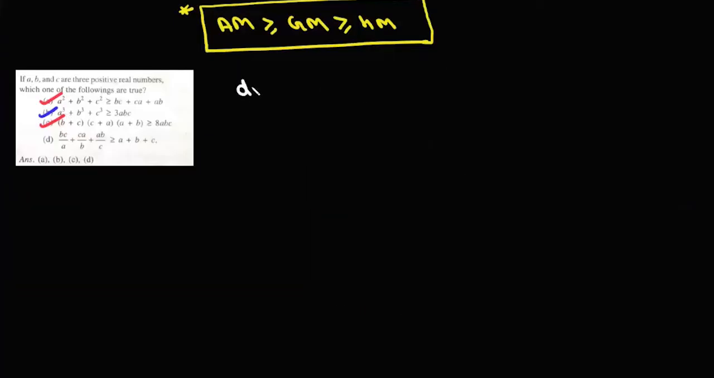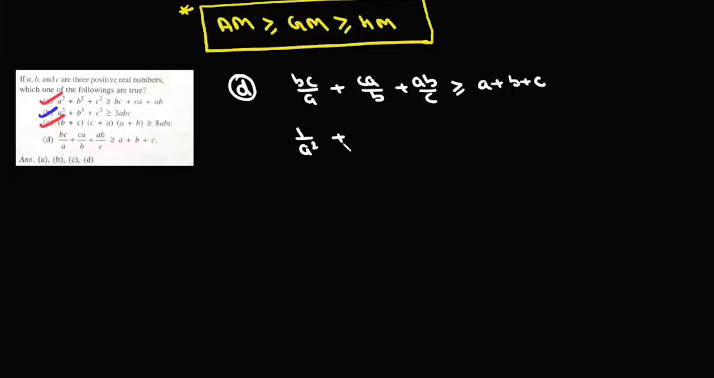Now this option D is, we need to prove that bc upon a plus ca upon b plus ab upon c is greater than or equal to a plus b plus c. Now for this, what we'll do is, we'll divide everything with abc. So we can write 1 upon a square plus 1 upon b square plus 1 upon c square will be greater than or equal to 1 upon bc plus 1 upon ca plus 1 upon ab. So this first inequality is equivalent to its second form.